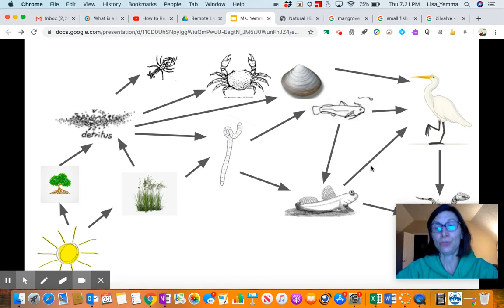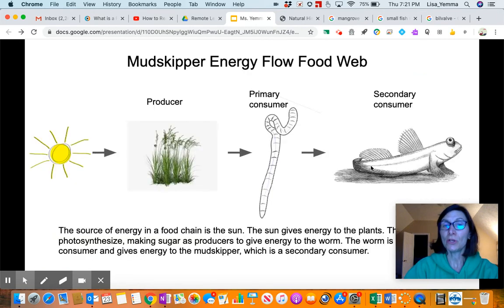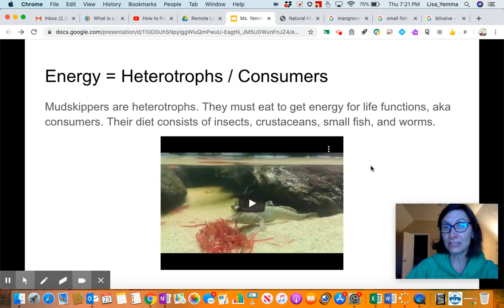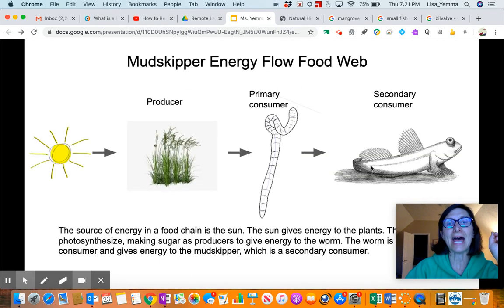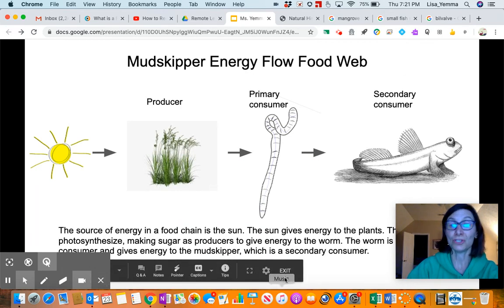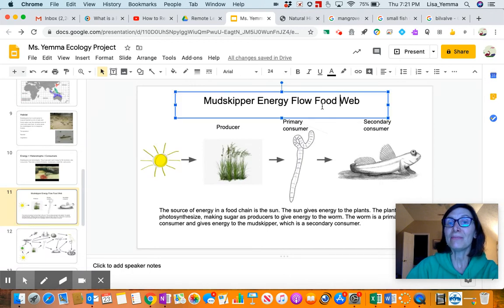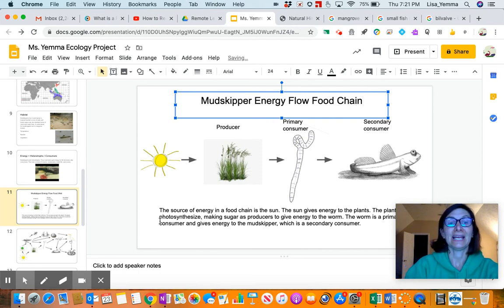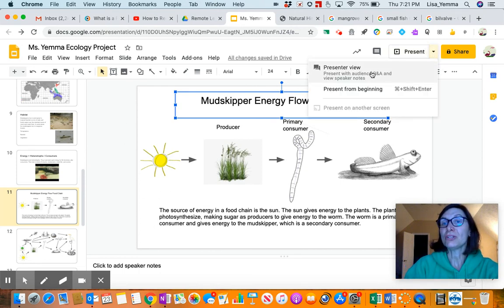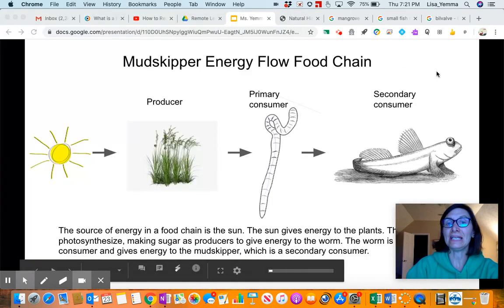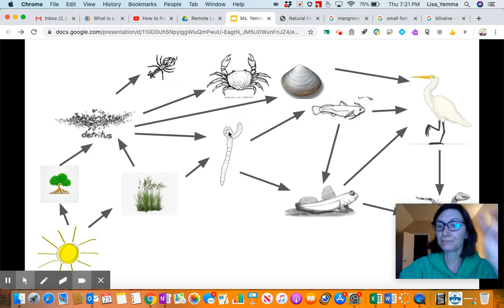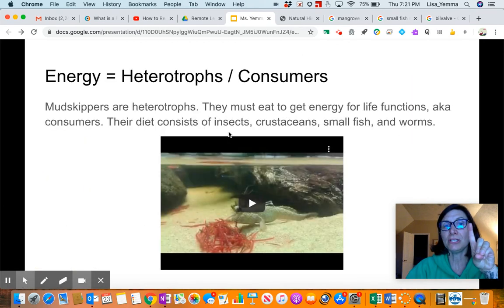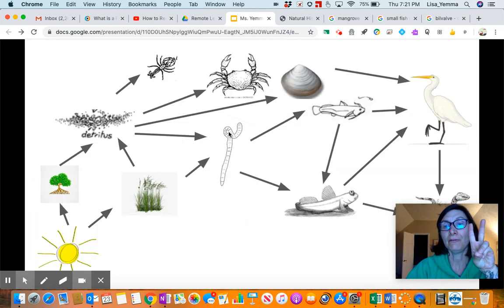my add 3 slides. You are going to add the energy slide. You are going to add a food. This should say, excuse me, I need to correct this. The Mudskipper Energy Flow food chain. And then you are going to add the Mudskipper Energy Flow food web. 3 slides. Energy, food chain, food web.